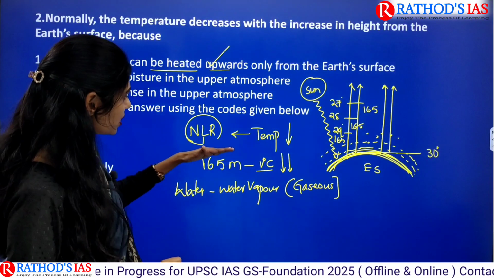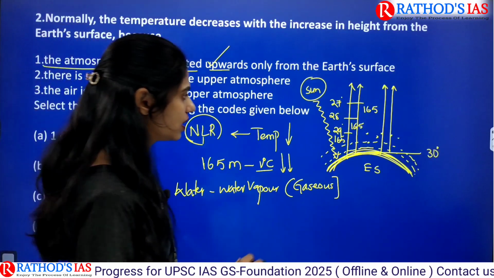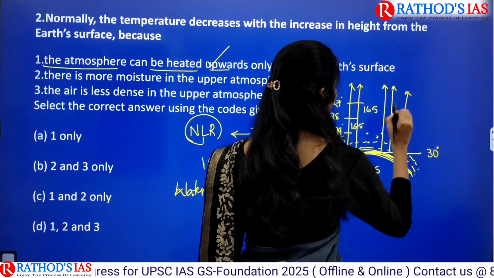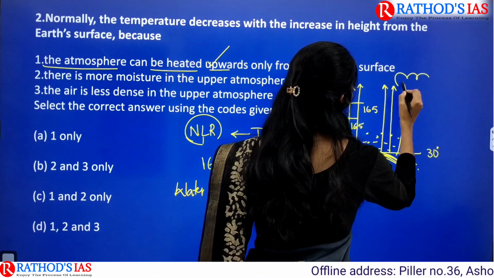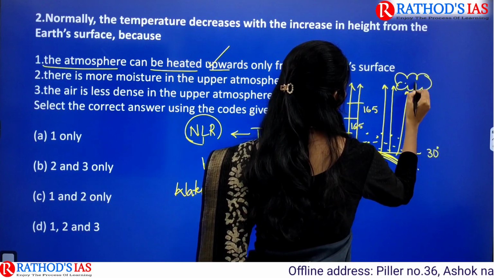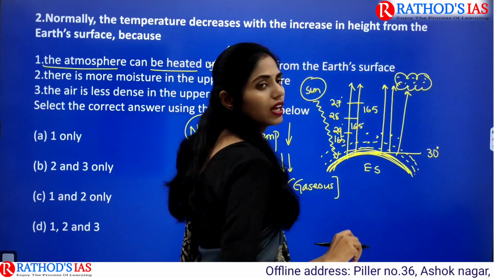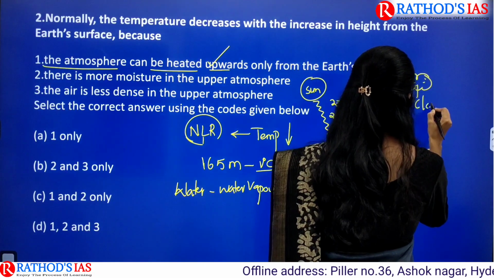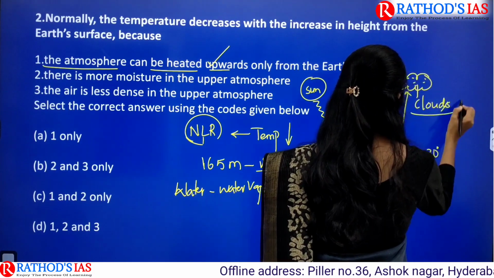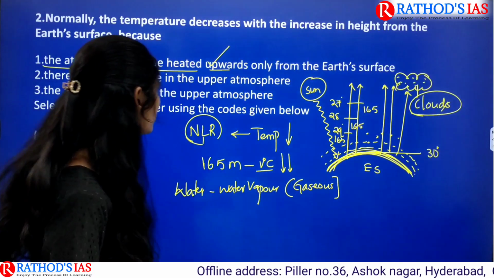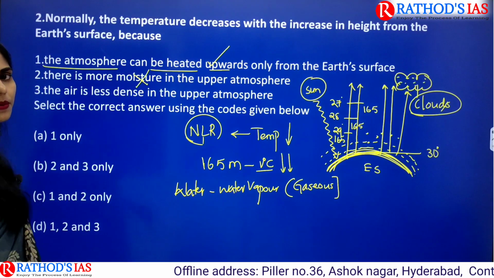And as you know, according to the normal lapse rate, the temperature is decreasing. Whenever water vapor reaches a certain height, it will convert into water droplets because of condensation, and we can see the formation of clouds. Cloud formation will be happening. So this second statement is incorrect.